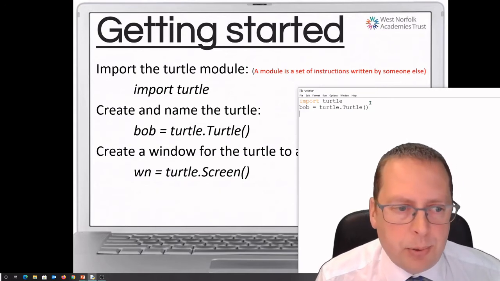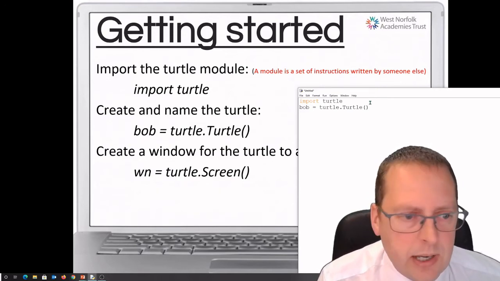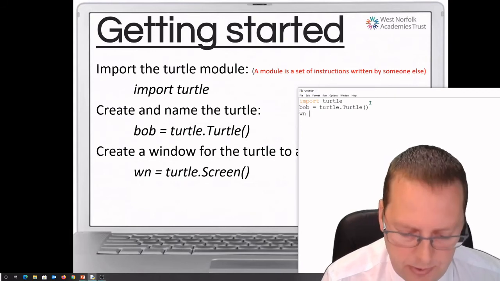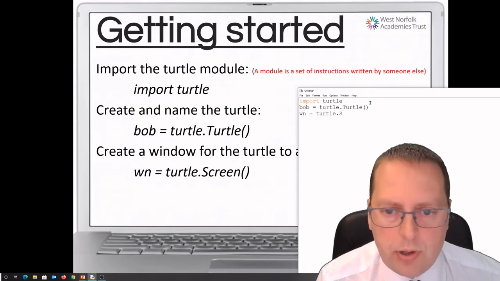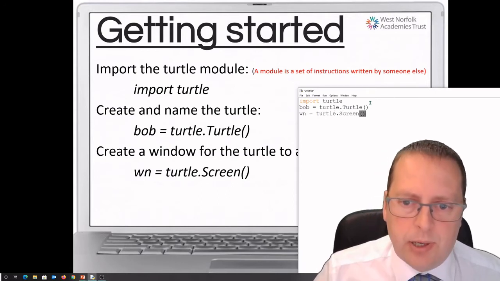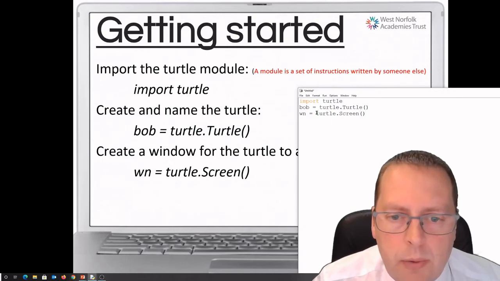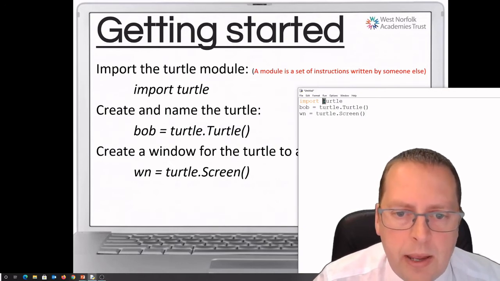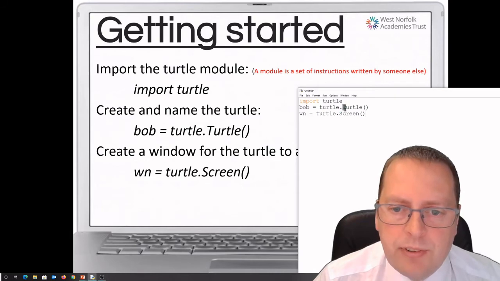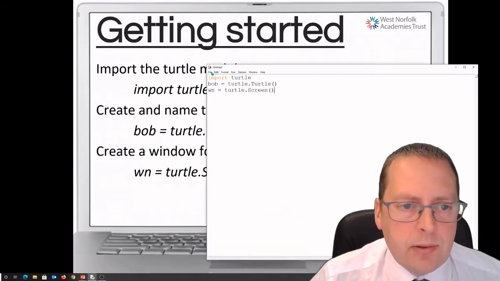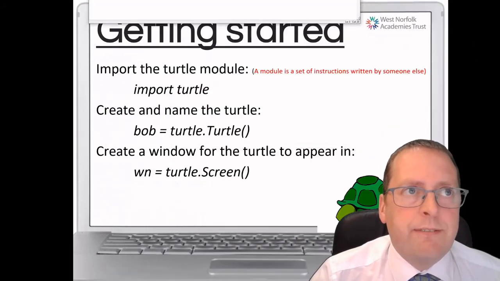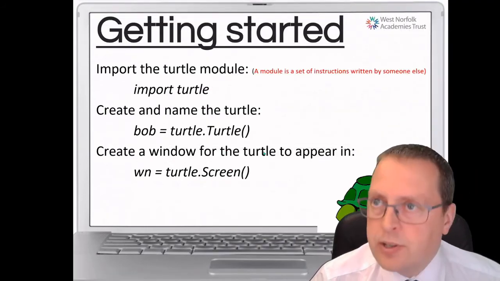And then I can press the enter button again, or the return key, and I've got wn equals turtle dot screen, open brackets, close brackets. Again, look at the lowercase t all the way through here, and then my capitals for these bits. Okay, lowercase t, lowercase t, lowercase t. So that's exactly what we've got there, and that's our first bit of code written.